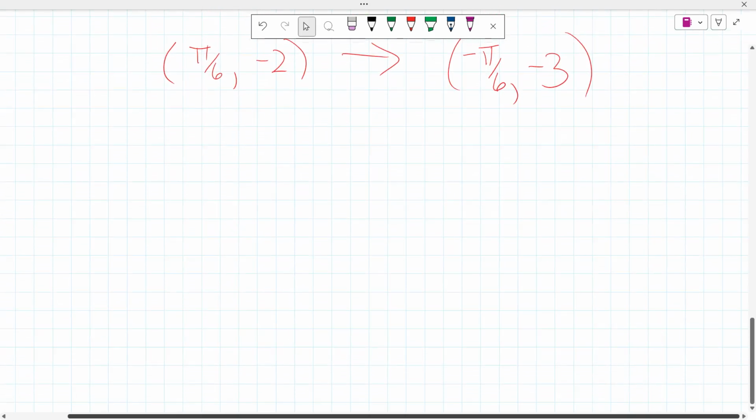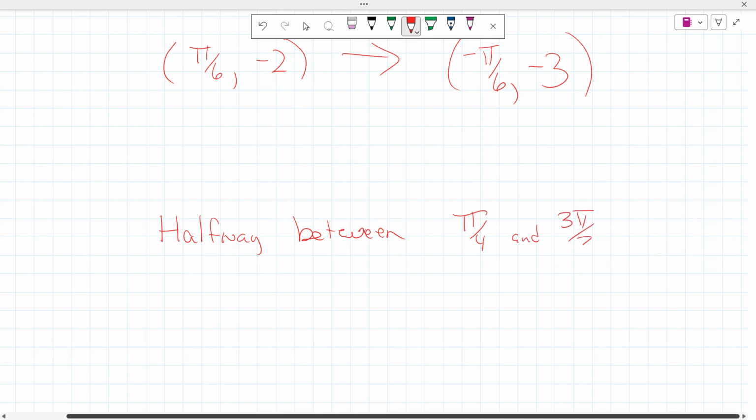Then I'll want to know the point halfway between (pi over 4, 0) and (3 pi over 2, 0). What's the point halfway in between? How do you find halfway of something? Well, you can find the average of it. How do we find the average of two numbers? Add them together and divide by 2.